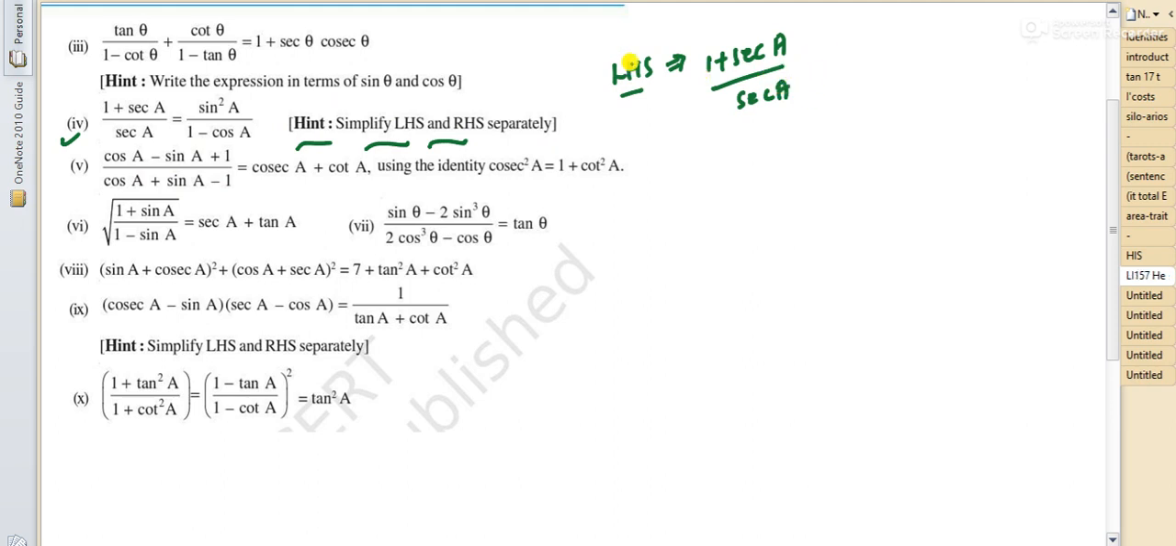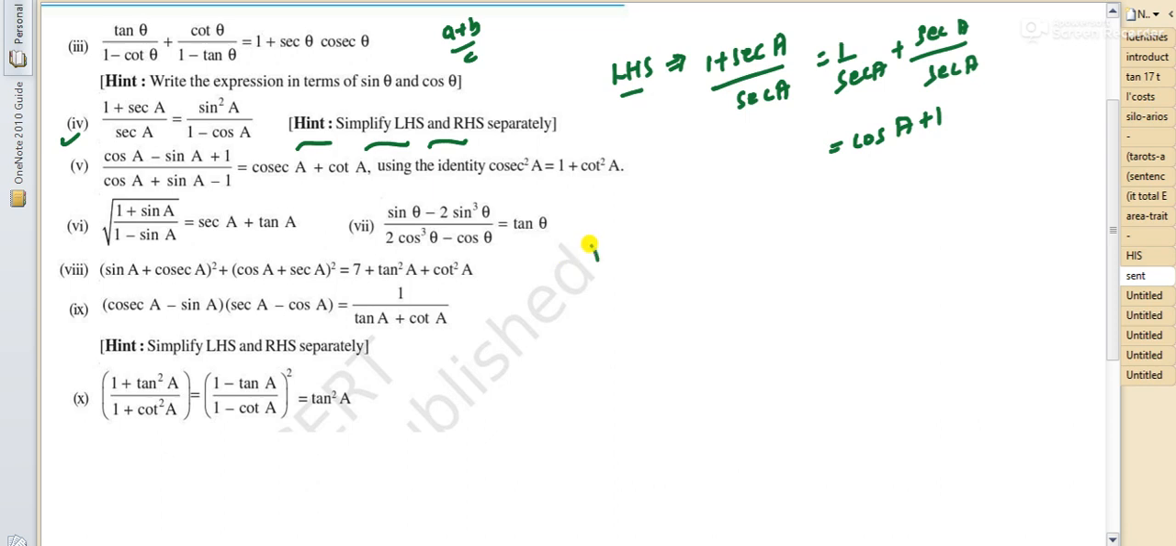So this is in the form of (A plus B) by C. So what I will do, I will write this as 1 by sec A plus sec A by sec A. So what is 1 by sec A? It is cos A, and this is 1. So this is our LHS.